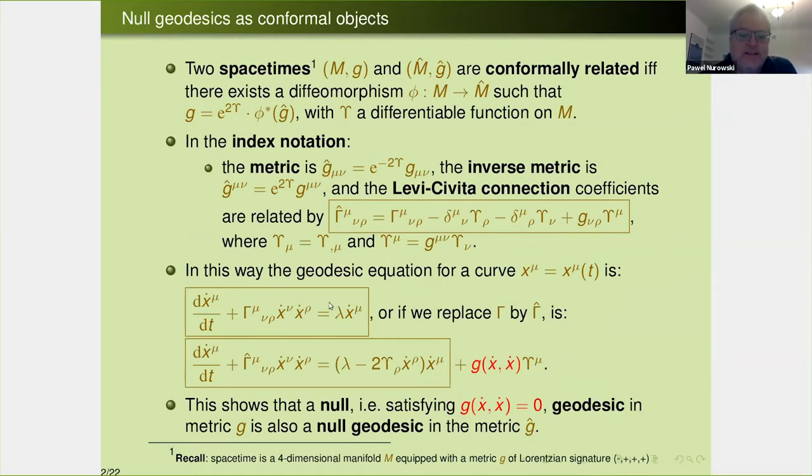What happens mainly is that the affine parametrization changes, or the parametrization. So one equation is reparametrized with respect to the other. When you have a null geodesic in one metric, it is also a null geodesic in the other one. Okay, so that's the first important fact. So in a way, null geodesics are conformal objects, and this calculation is actually independent of the dimension, but I am only concerned with spacetime. So that's the first fact. Null geodesics are conformal objects.